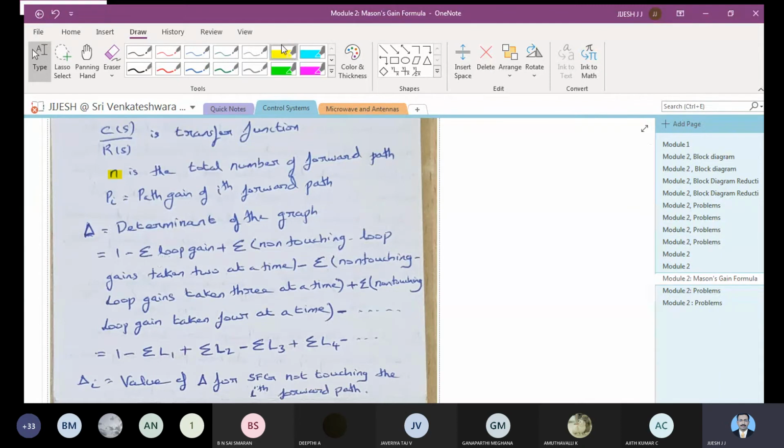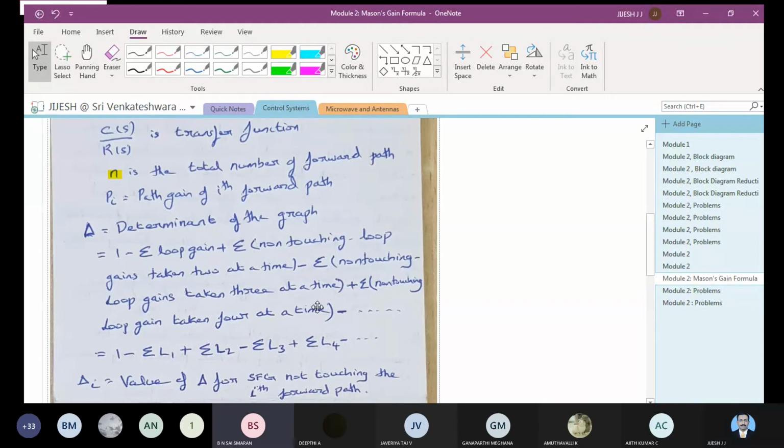So delta will be called the determinant of the graph, and you should understand that it is 1 minus summation of loop gain, first you should take, plus summation of non-touching loops gain taken 2 at a time. And if your problem is having non-touching loops 3 at a time, then that also you have to take and move on further. So that is what you have to do. Most of the cases the problems end with non-touching loops taken 3 at a time. Is that clear for you?